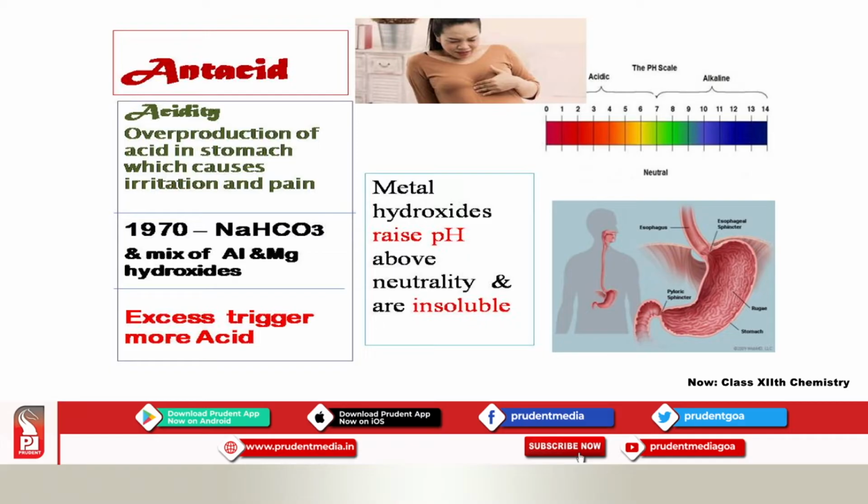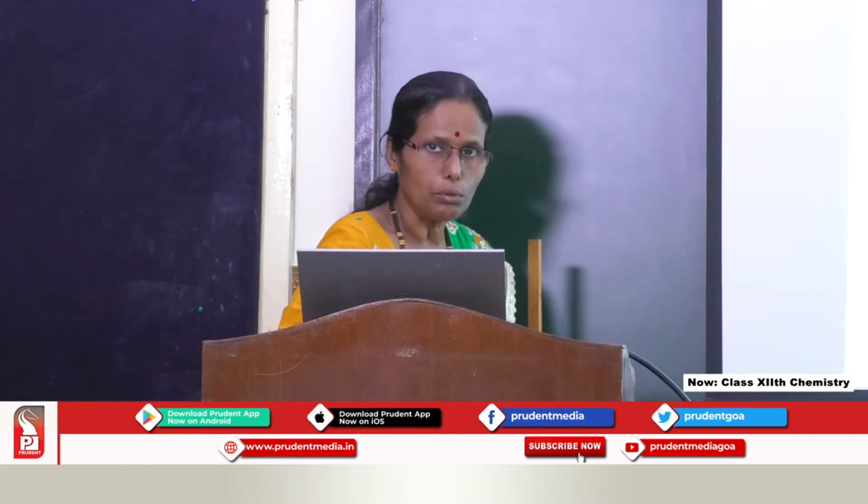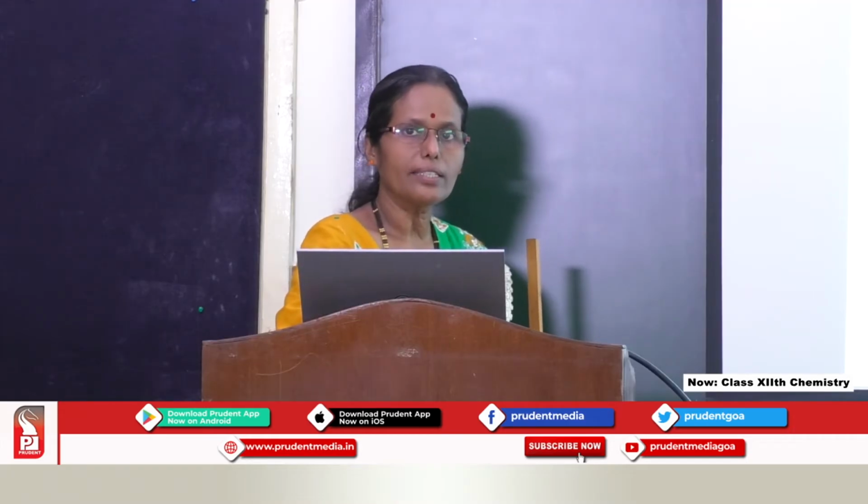Acidity is produced due to use of excess of oily food substances, tea. All these substances will produce acidity in our stomach. Acidity is nothing but overproduction of acid in the stomach, which will cause inflammation and pain. Sometimes we also get heartburn. Acid produced in the stomach rises up to the chest and then comes near the throat, and we also call it acid reflux.